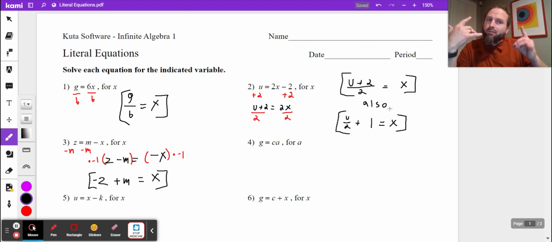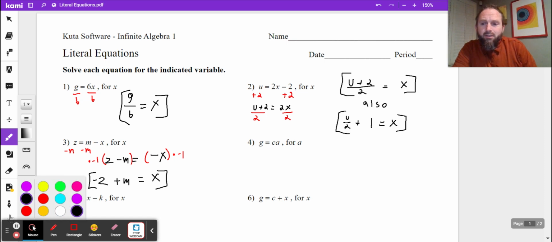Basically, we're going to work our way from the outside in. So leave things that are right next to the variable we want to solve for alone. Deal with the things on the outside. But make sure it's on the same side of the equal sign. Let's try the next one right here.